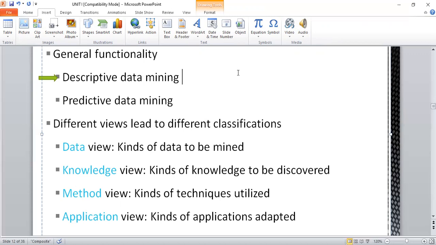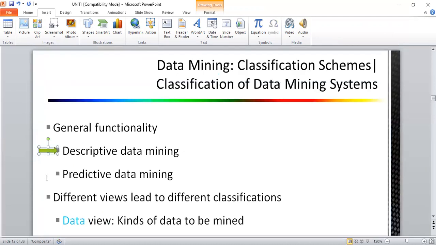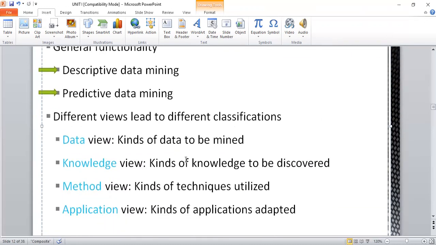So here we are not focusing on predicting something. We are focusing on what has happened in the past. That is called descriptive data mining. Now, predictive data mining is basically the next part, what I am discussing right now. Predictive data mining. As the name suggests, here we want to predict something.